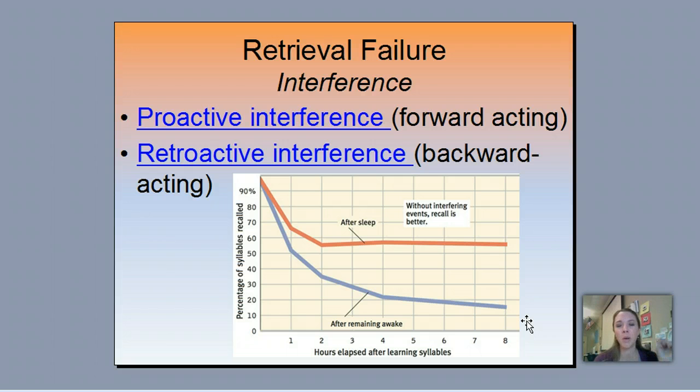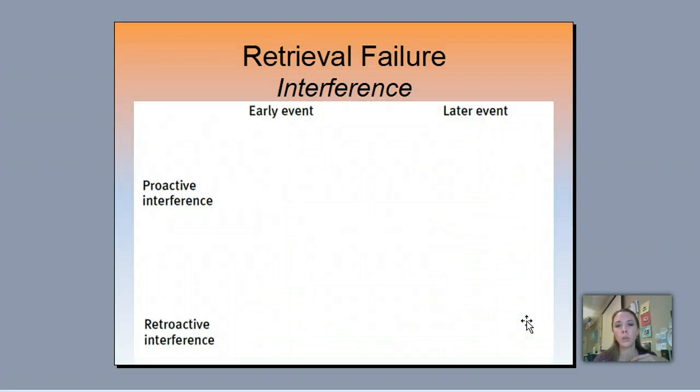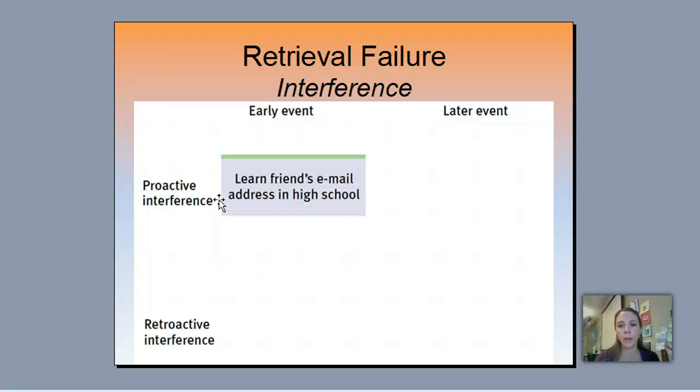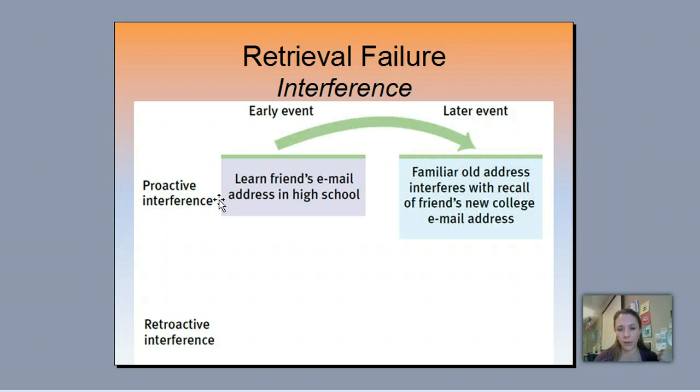All right, so let's talk about proactive and retroactive. If you make this chart, it's not going to be very big, just make a little T-chart. At the top, put an earlier event and a later event, and on the side we're going to put proactive and retroactive. Remember, interference, getting things back out. So if my earlier event is that I learned a friend's email address in high school, a couple years ago, and a later event for proactive interference, so prior knowledge, is going to get in the way of familiar old addresses interfering with the new colleagues. So I have this prior knowledge that's getting in the way of me remembering a new thing.